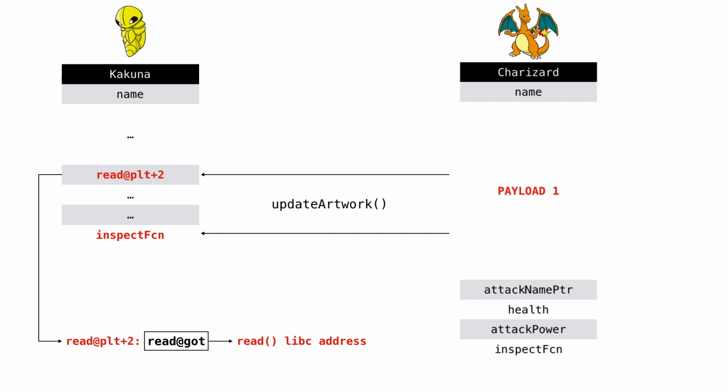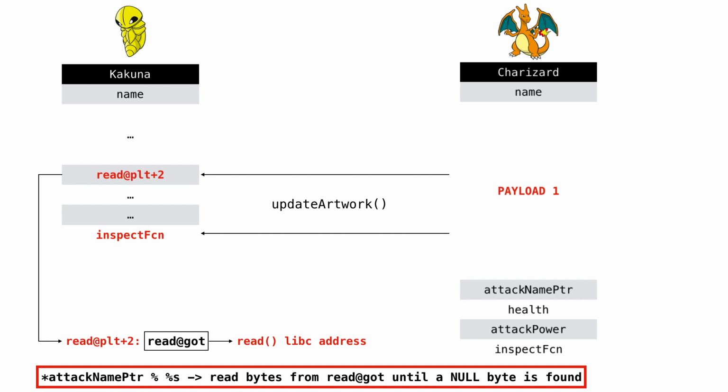And then we're gonna keep the inspect function pointing to the actual inspect function. And in this way we're gonna read some bytes from the global offset table, leaking the address of read from libc.